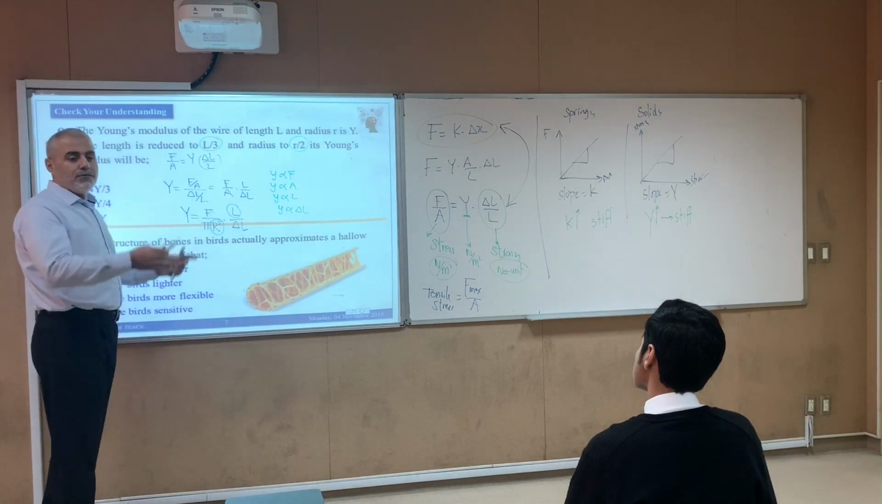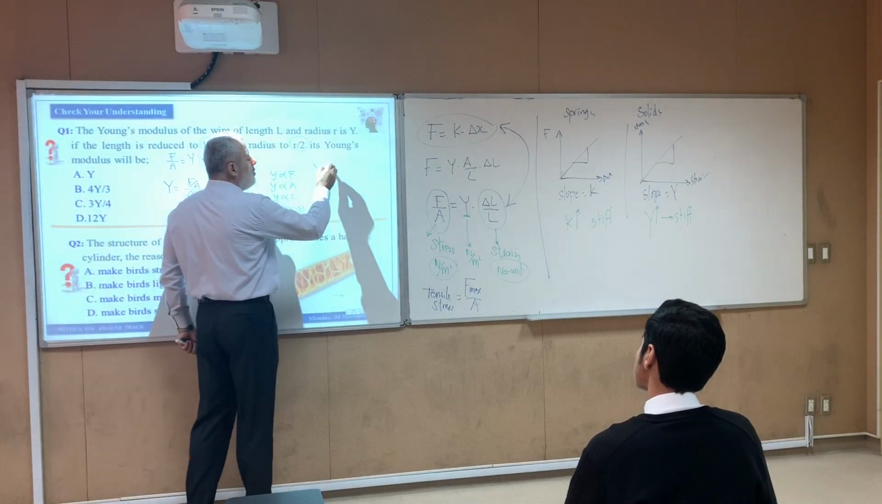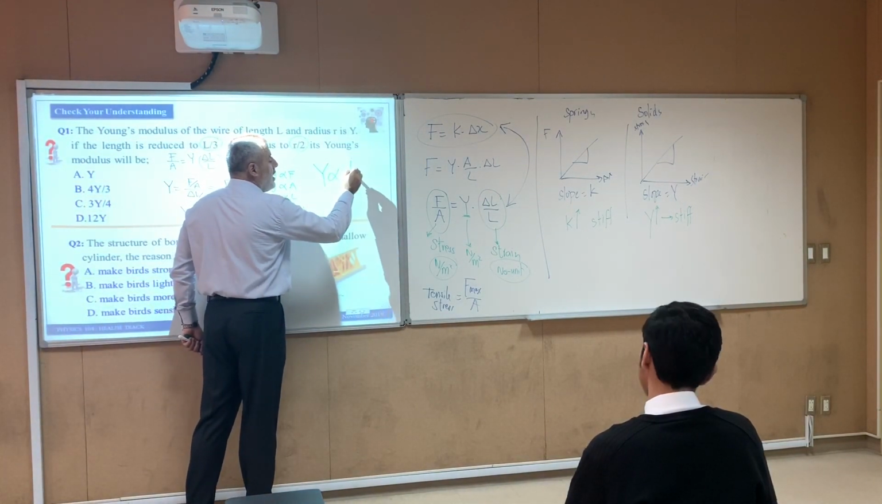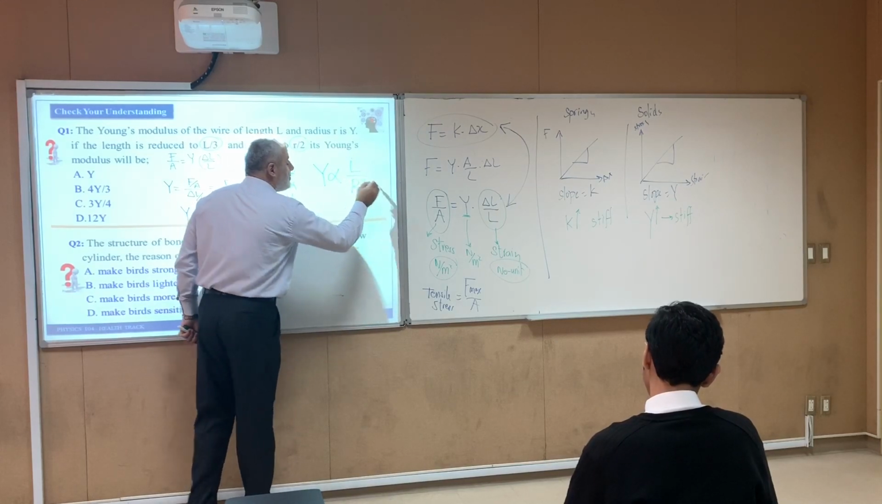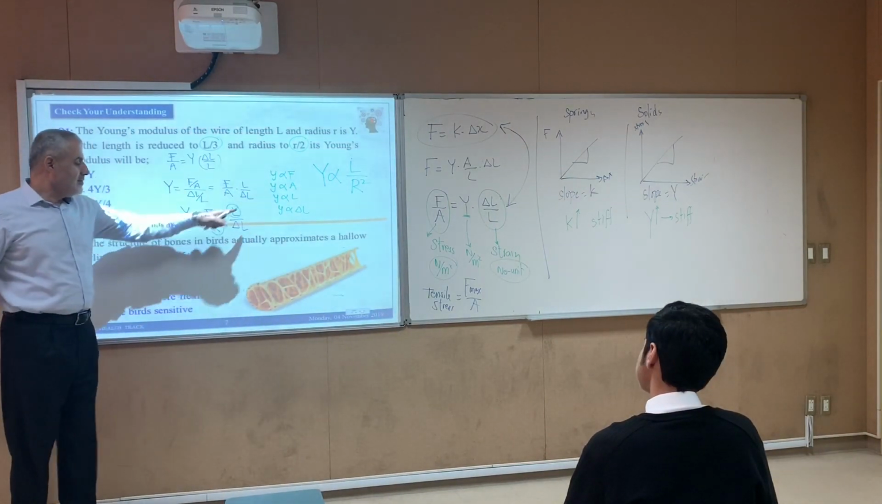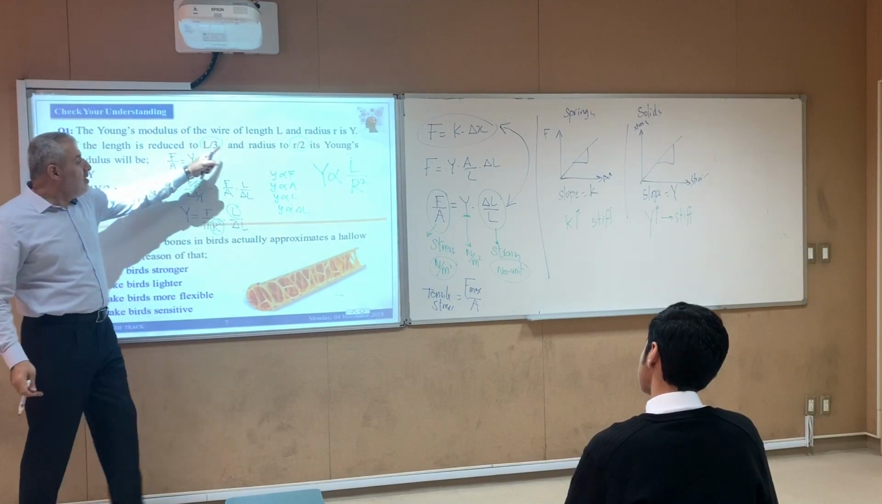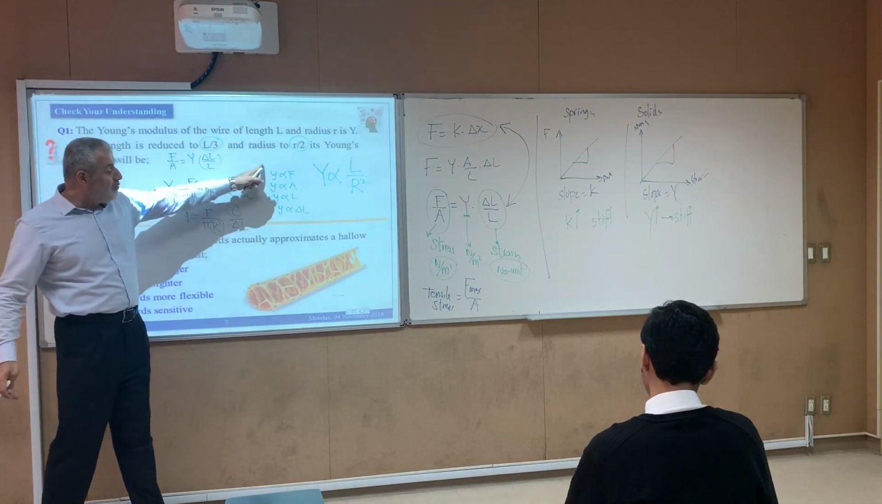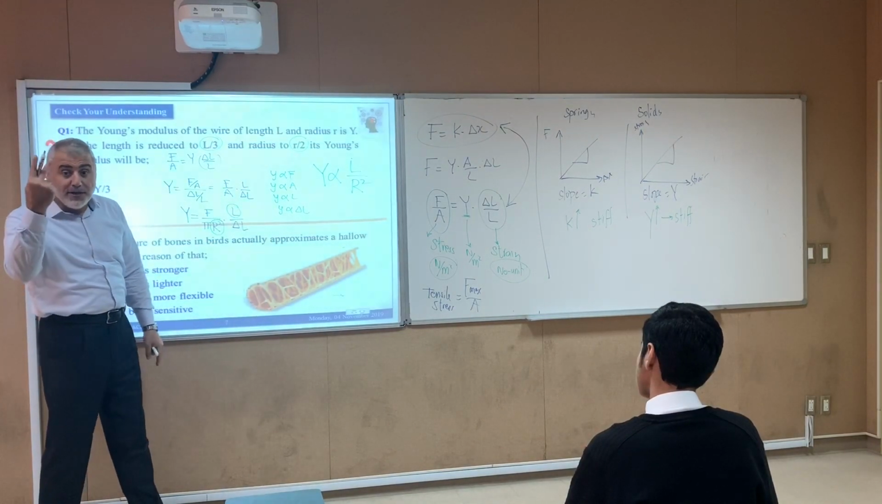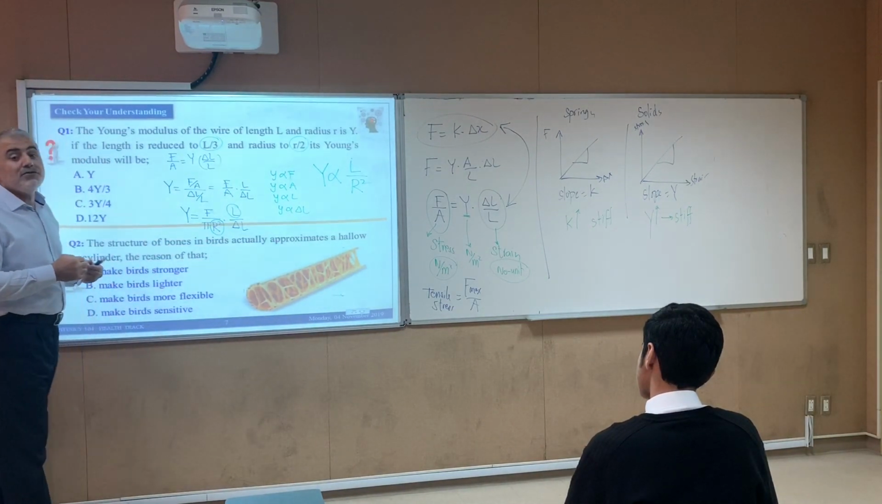Now make your general rule. Notice, you say Y is directly proportional to L over R square. We don't care about F or delta L. It's not main. They change only these two factors. I told you there are 4 factors, they change only 2. Okay, focus with me.